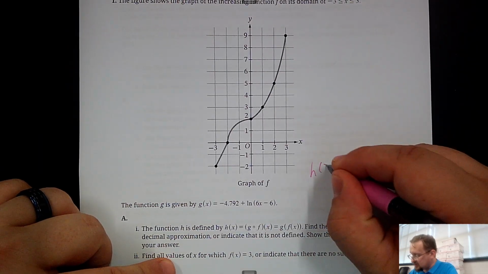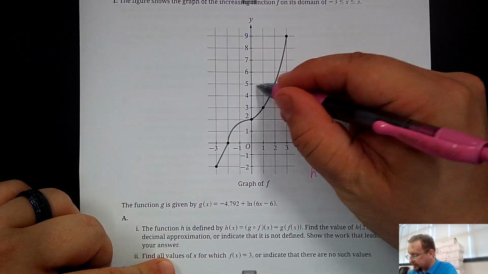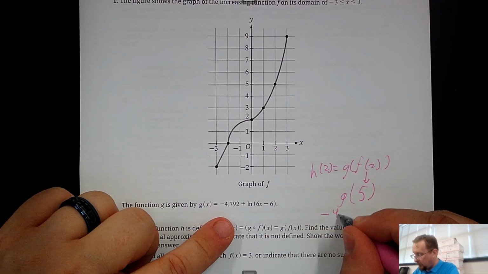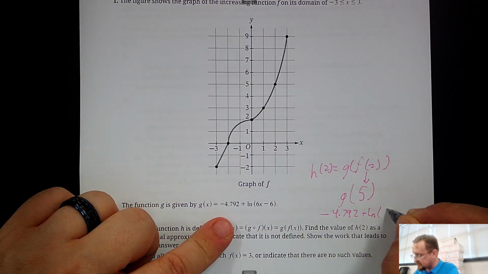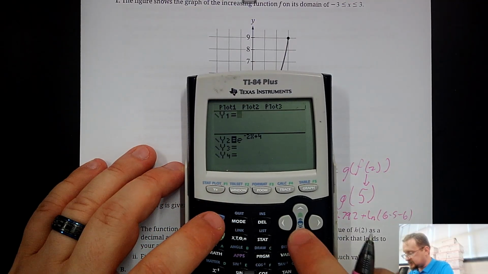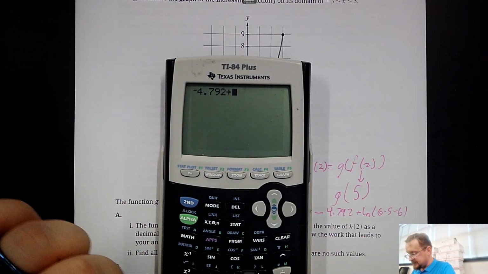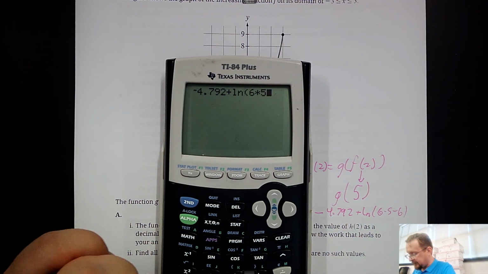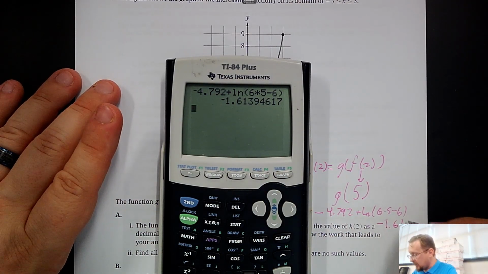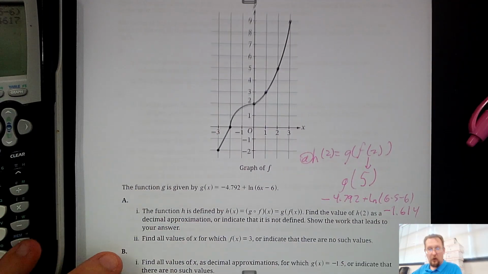Okay, so h of 2 is going to be g of f of 2, and f of 2 is 5. So then I need to do g of 5. Well, that means I'm going to do negative 4.792 plus natural log of 6 times 5 minus 6. Okay, so here we go. Let's erase all this extra stuff from when I did the AP Calculus stuff. Negative 4.792 plus natural log 6 times 5 minus 6. And I get a decimal approximation of negative 1.614. Okay, that was part A. I'm going to try and do some different colors on each part. Hopefully you can see these.